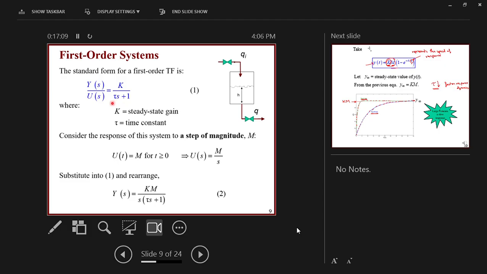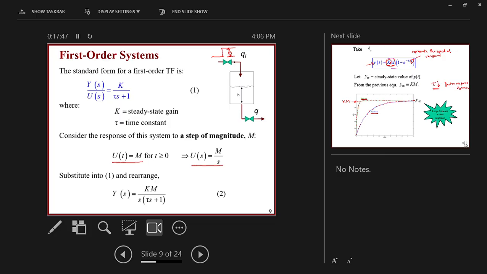So if we assume an input U of s in the form of a step change, basically what we will be doing is that this valve, we will excite it in a step way. So suddenly we open it and raise the flow rate into the tank from one value to another value. The size of this change is m. This is the size of the change. So basically we will be having this kind of input: U of t is equal to m, or in the Laplace domain, U of s is equal to m over s.